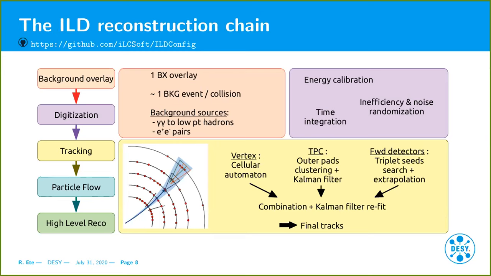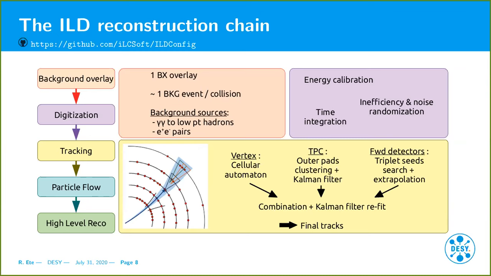So we have something like one background event per collision, in total with all the different backgrounds. This is what we overlay on top of our data before the digitization, which does the ADC calibration for every detector and the time integration for the electronics. Sometimes, depending on the detectors and the implementation of the digitizers, we also emulate some inefficiency and noise randomization. So it's very complete here too.